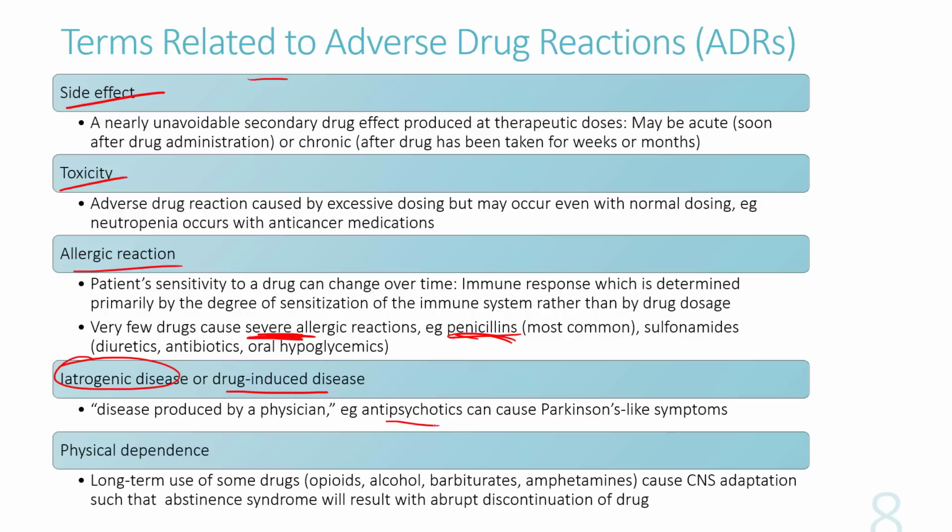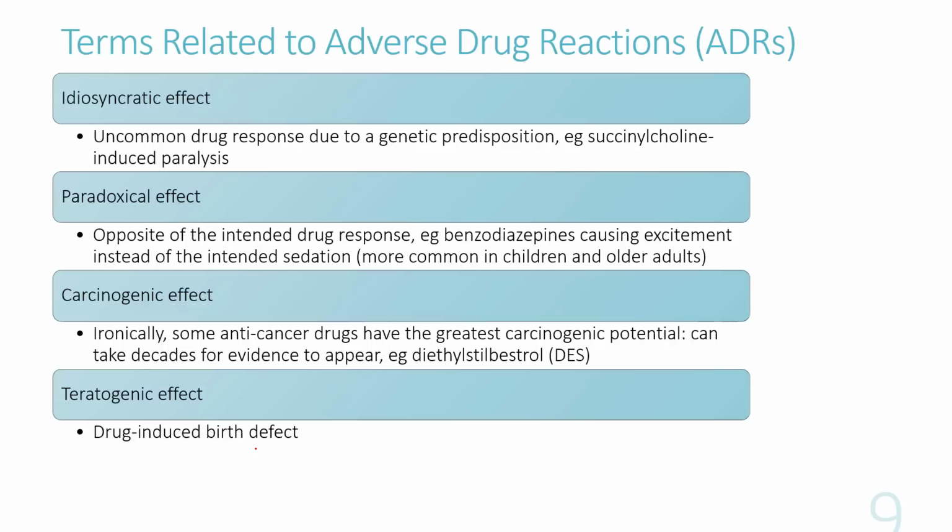So some antipsychotics can cause a decrease in dopamine levels, so much so that the patient can exhibit symptoms similar to Parkinson's. And then we talked about physical dependence. Moving on, we've got a few other terms. Idiosyncratic effect is basically a drug response that's not common, and sometimes it's due to a genetic predisposition, right? Paradoxical effect is when the effect that the person experiences is opposite to the intended drug effect.